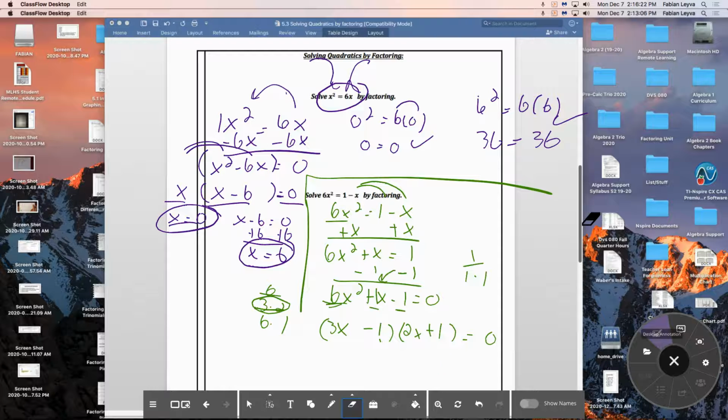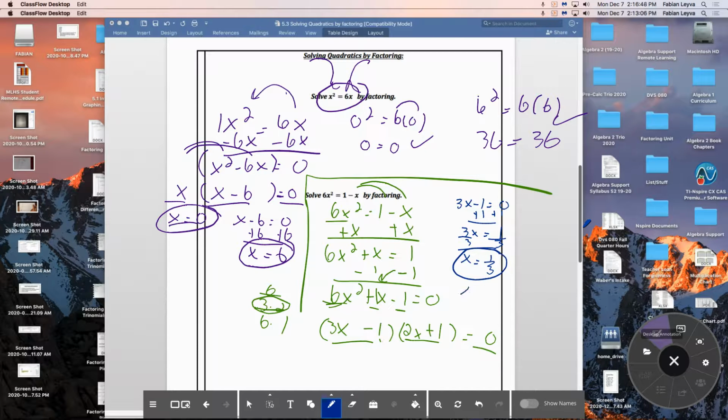So erasing this, because this really doesn't have to do work, it just helps us. I have something times something equal to 0. Let's set the somethings equal to 0 and solve for it. Now, that way I can have a little space, I'm going to do it in this little corner. My first something is 3x minus 1 is equal to 0. Solving for that, I'm going to add 1 to both sides. I'm going to end up with 3x is equal to 1. Divide by 3 on both sides, x is equal to 1/3.